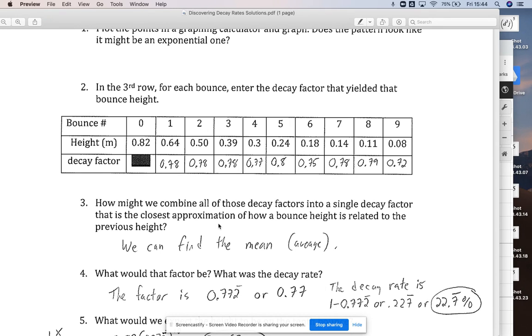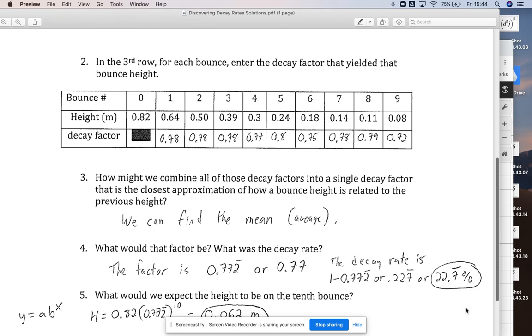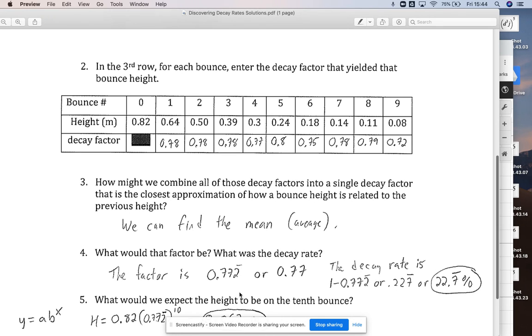Again, we start off with 100%. We are keeping, this is our decay factor, is what we keep. We're keeping 77% approximately, and we are getting rid of, in terms of the bounce, about 22.7 repeating percent. Okay, so what would we expect the height to be on the 10th bounce?